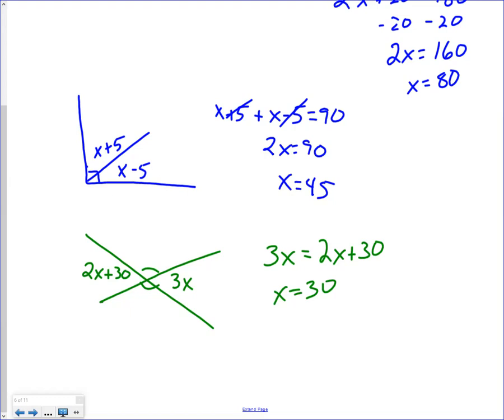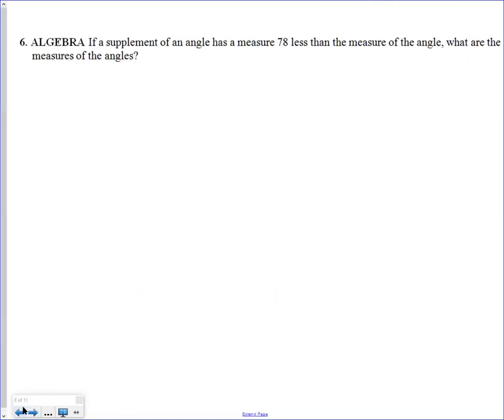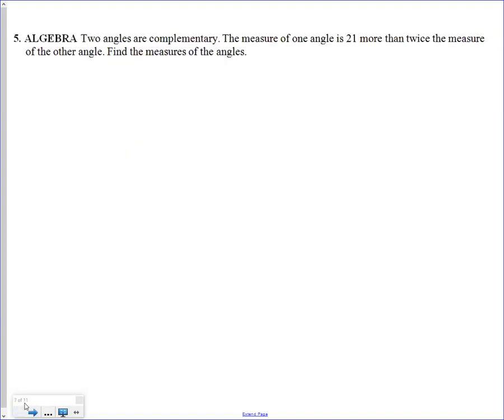Oh, that's yesterday's. It's 30 today, isn't it? All right. Questions there? Yes. Which one? The last one, the two angles are equal, so you set them equal.